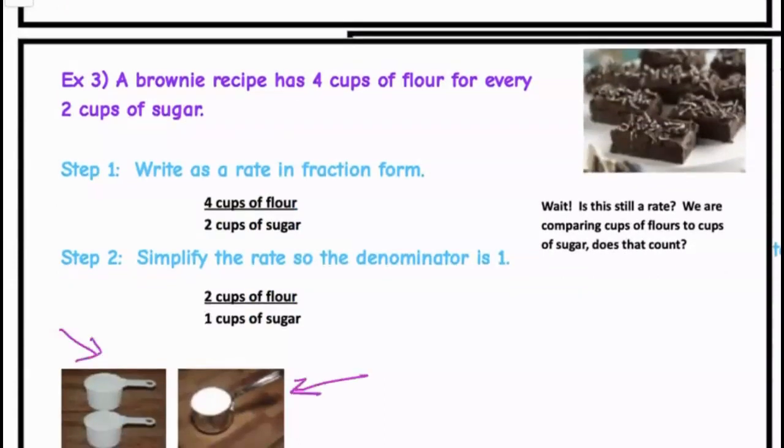But wait, you might ask, as I said before, are we comparing cups of flour to cups of sugar? Does that count as a unit rate? It does, because one is flour, one is sugar, like I said above. So the rate is 2 to 1, flour to sugar.